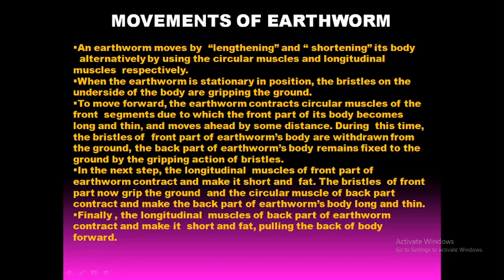Now, in the next step, the longitudinal muscles of the front part of the earthworm contract and make it short and fat, just the opposite. Initially, we had seen the circular muscles causing the body to become long and thin. Now, here, the longitudinal muscles contract and make the body short and fat.